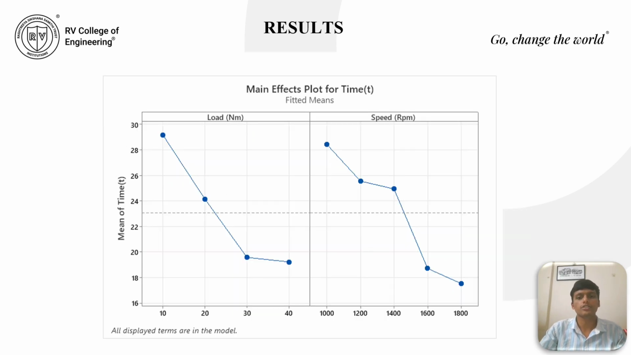This is the main effects plot for time. The main effects plot shows how load and speed influence the fuel consumption time individually. Fuel consumption increases with load, a direct relationship. Fuel consumption decreases at higher speed, and at 1800 rpm is where the fuel consumption is lowest. This confirms that operating at higher speed with lower loads improves efficiency.